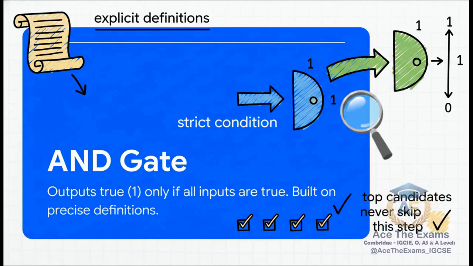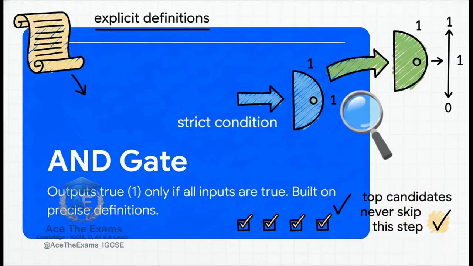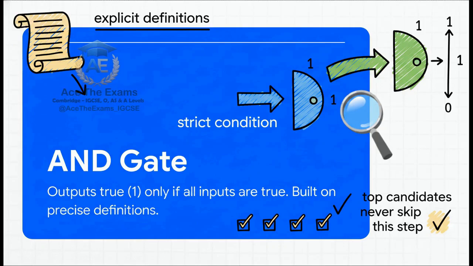It is absolutely critical to start by explicitly defining our terms. In fact, if you read the principal examiner reports, they consistently note that top candidates never skip this step. An AND gate implements logical conjunction. It's an unbelievably strict condition. It outputs a true, represented as a 1, only if all of its inputs are true. Not some of them, all of them. This is the absolute core principle you need to establish before you start trying to build complex answers.